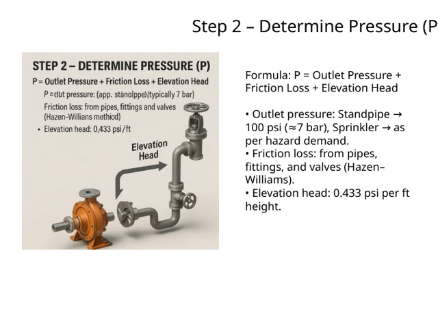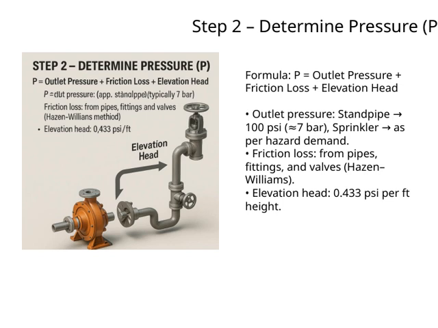All right, let's move on to step 2, determining pressure, or P. To do this, we use a simple formula. P equals the outlet pressure plus friction loss plus elevation head. First, the outlet pressure depends on the source. For a standpipe, we're looking at about 100 psi, which is roughly 7 bar.